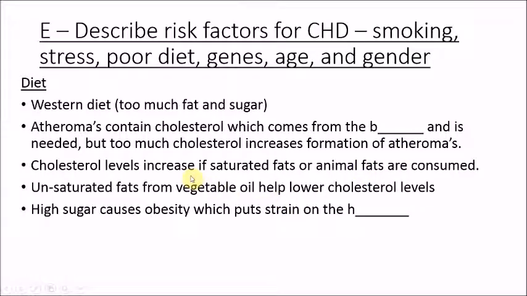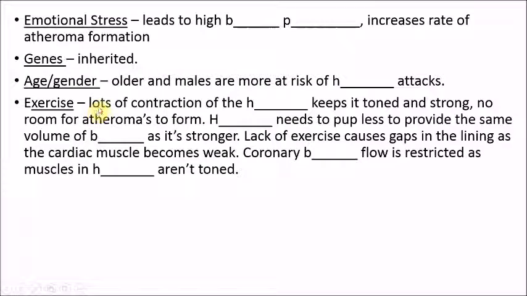Cholesterol levels particularly increase if you have saturated fats, so animal fats or greasy fatty foods from fast food. Unsaturated fats from vegetable oil help to lower cholesterol levels. High sugar causes obesity, which then can put a strain on the heart. So sugar and fat can cause coronary heart disease.